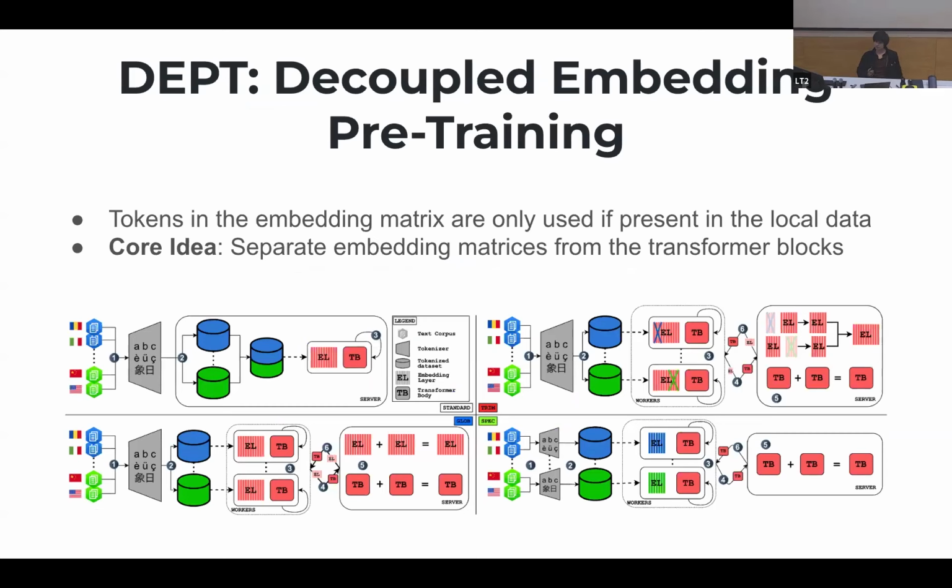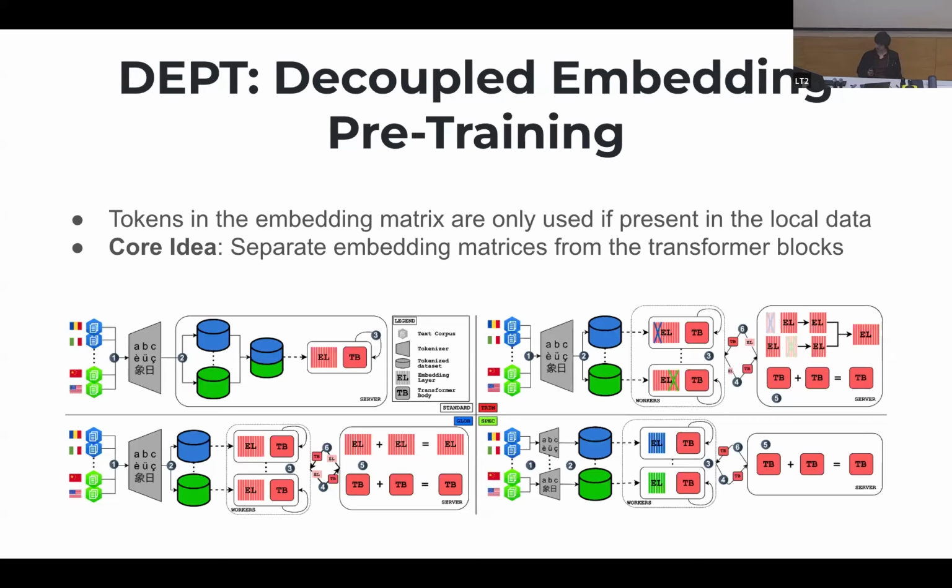This is where our most recent work comes in, which is called DEPT, Decoupled Embedding Pre-training for Language Models. The core idea is, in a federated fashion, to separate the embedding process from the transformer itself. We do this in multiple ways, which I'm going to go into detail later. And we want to obtain a model that's as good as or better than the version which has global embeddings.